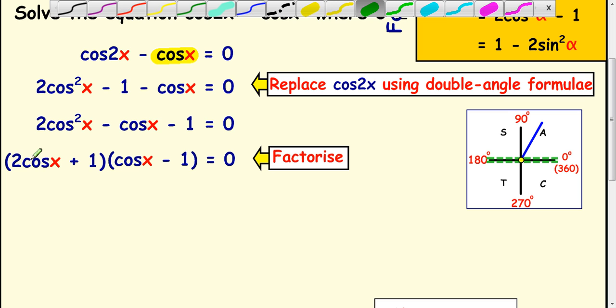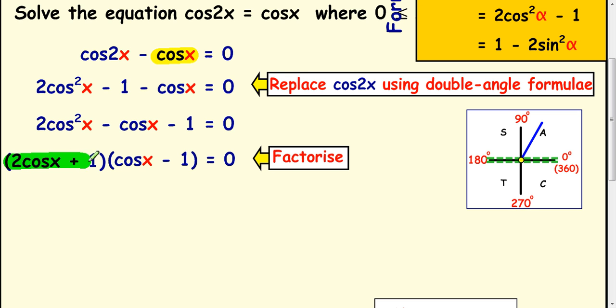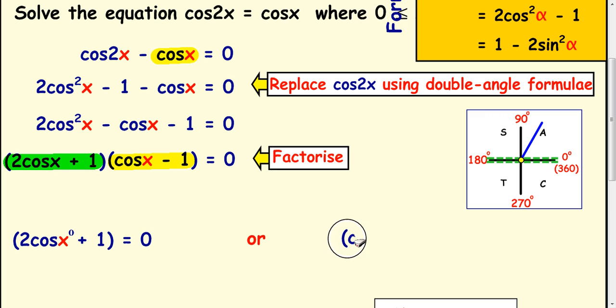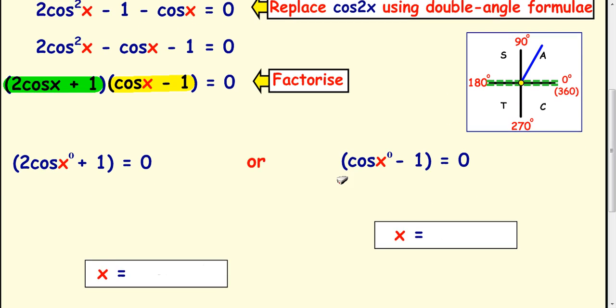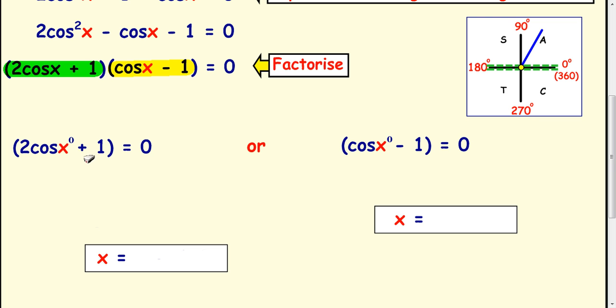Once you've done that, we're in the same situation as before. Either that equals 0 or that equals 0. So let's have a look at that. So the first one here, then take away 1, divide by 2. So cos x is equal to negative a half. The second one, cos x equals 1.